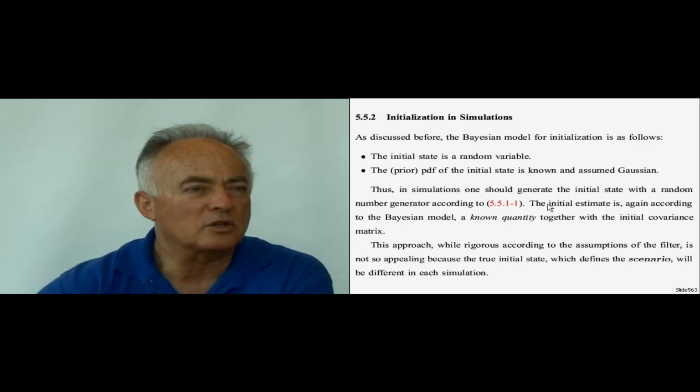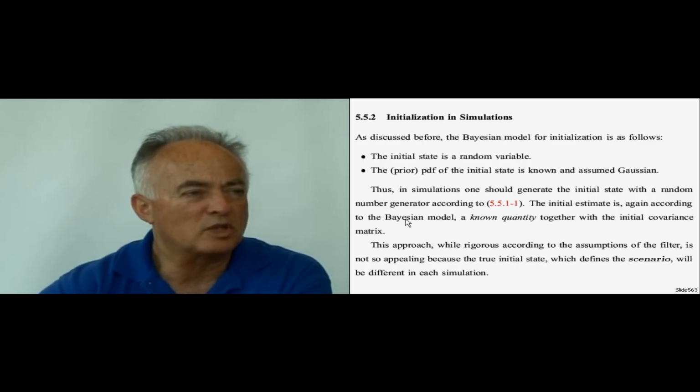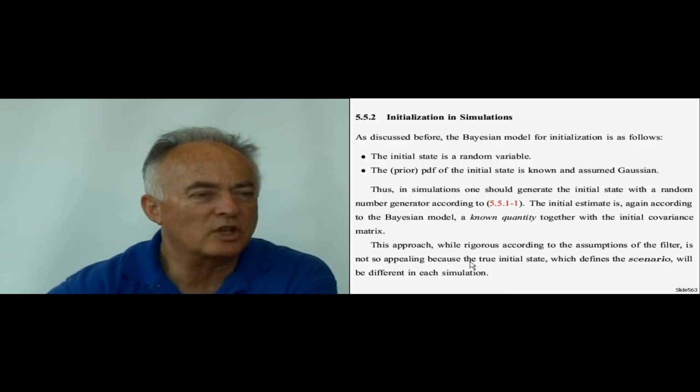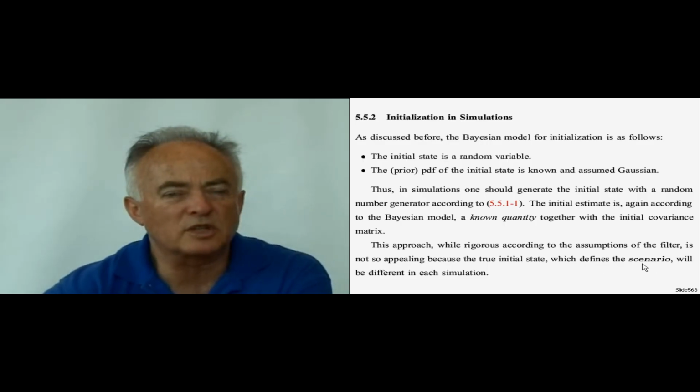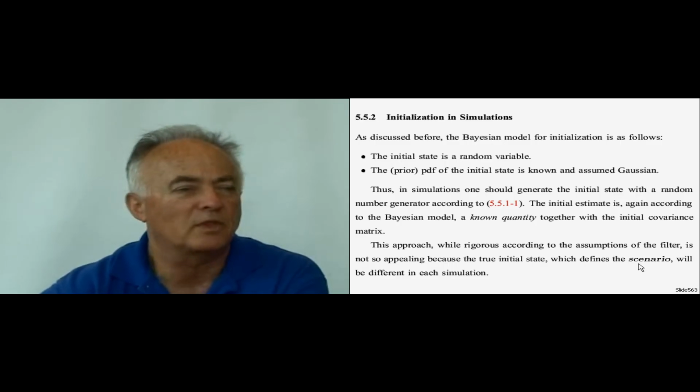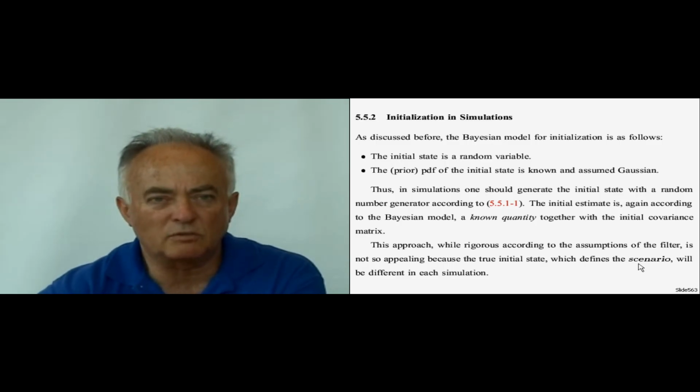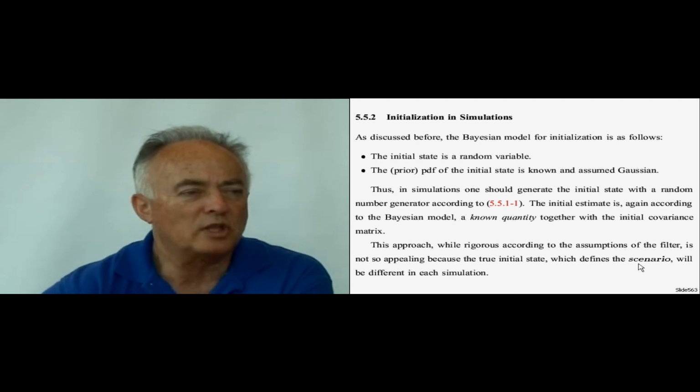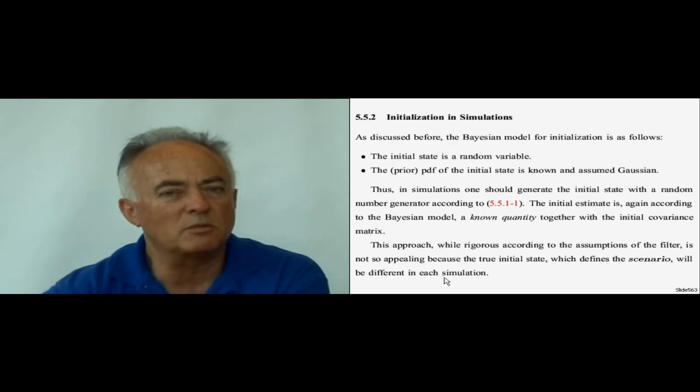So, the initial estimate is, according to the Bayesian model, a known quantity together with the initial covariance matrix. It's all good and nice, rigorous, but not appealing, because the true initial state really defines the scenario. What is the scenario? Where that object starts moving from, what is the initial velocity of the object, and so on. So the true initial state defines the scenario, and will be different in each simulation.